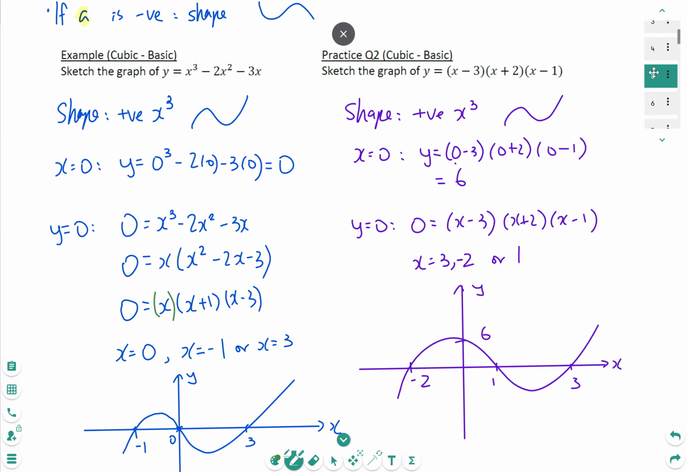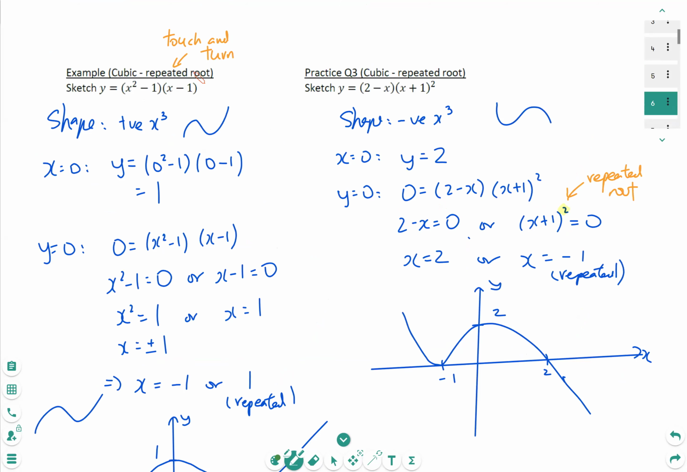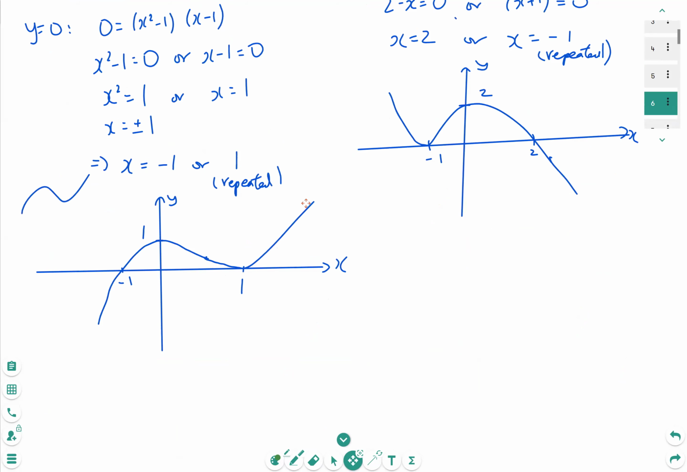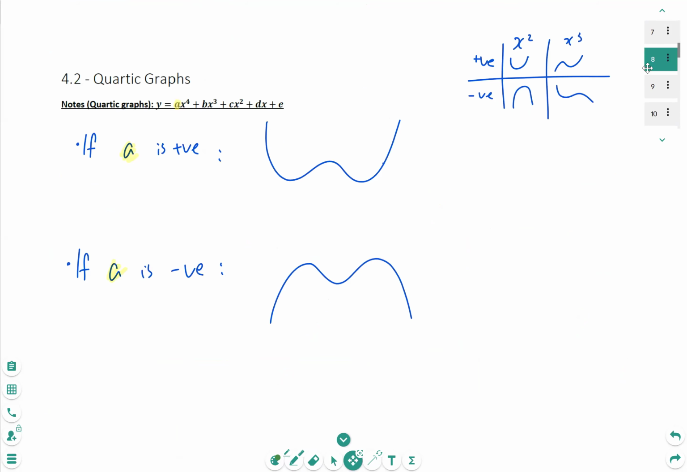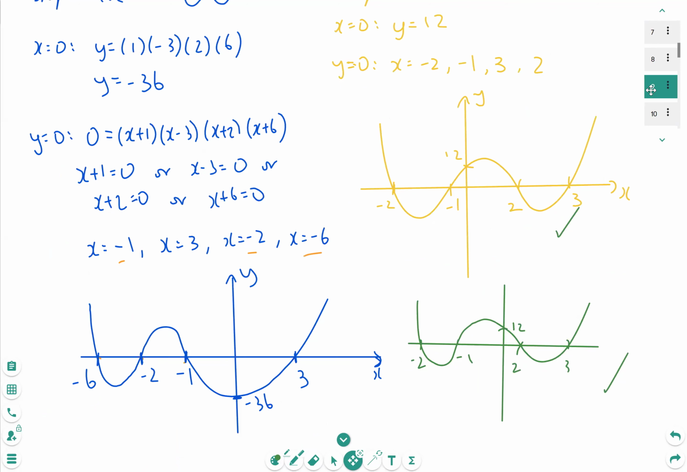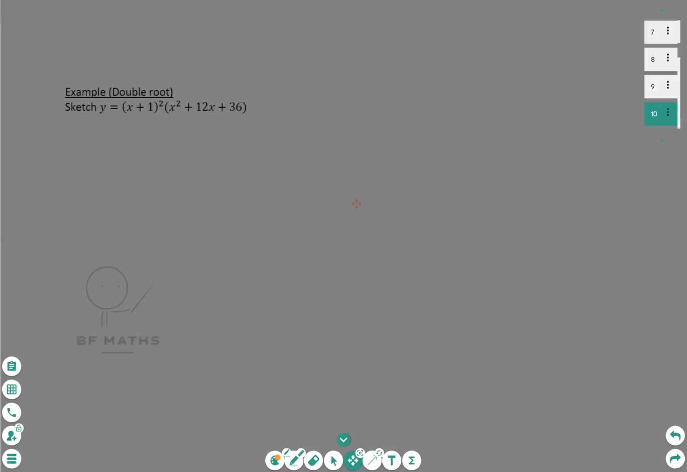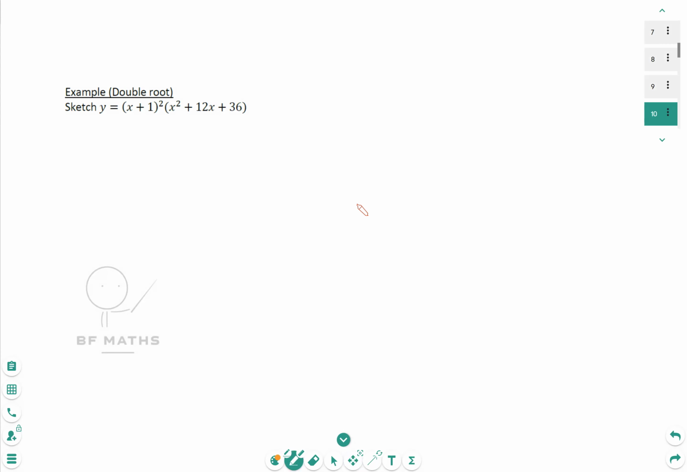So if it's a cubic graph, if we have a repeated root or double root, we touch the axis, and we turn. Sorry, we touch the root and we turn. Now the quartic graph is similar. Touch and turn. Okay, so touch and turn. So let's write down in here. So touch and turn. Right, so let's see how we can deal with this.